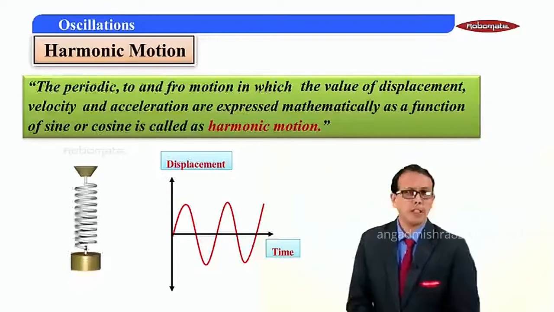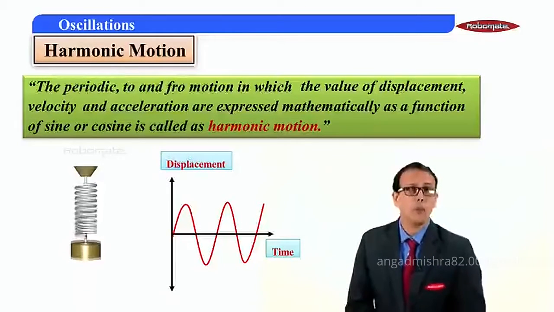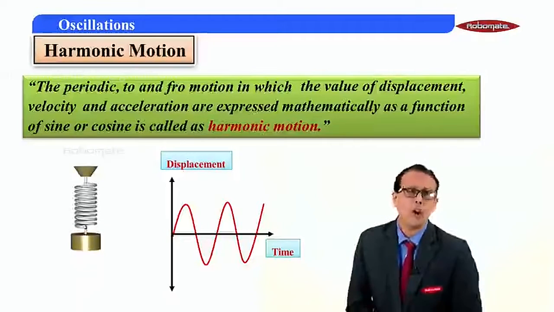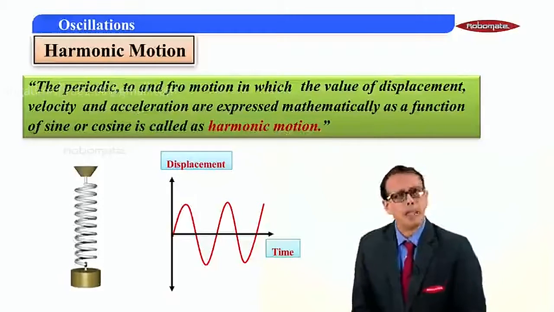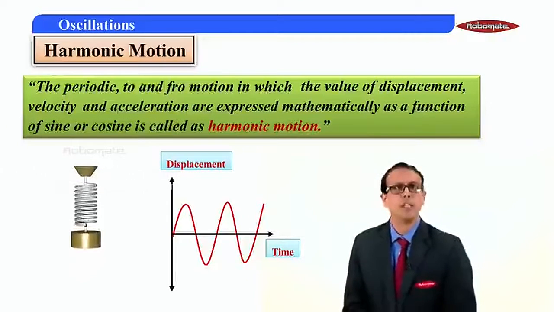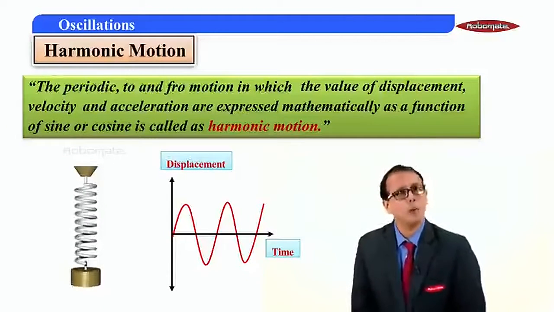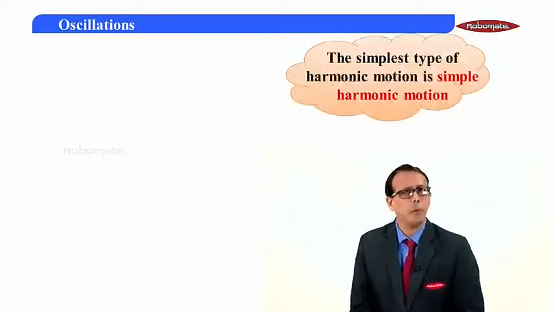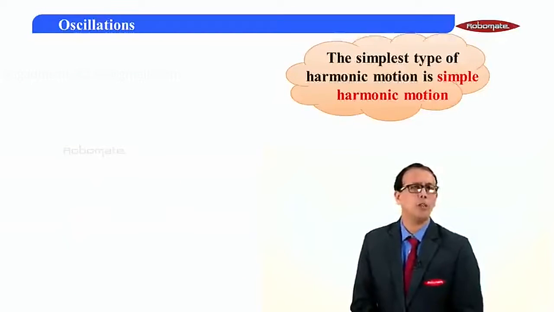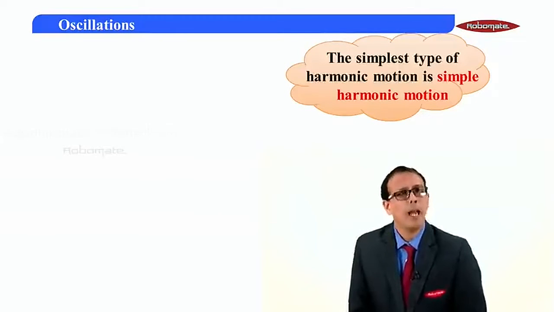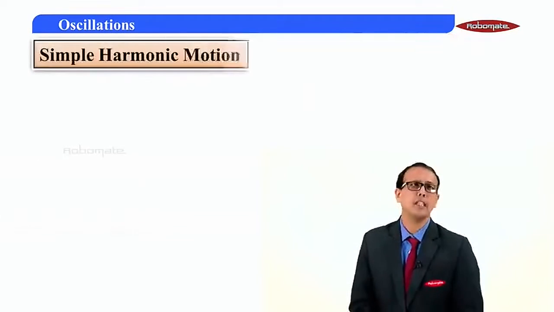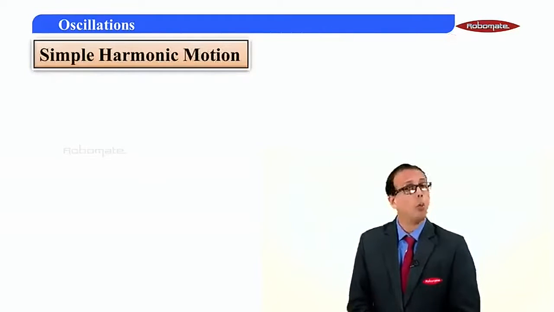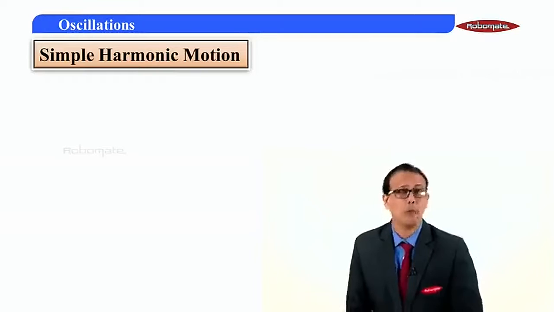So to generalize, periodic to and fro motion, wherever the displacement curve or velocity or acceleration can be expressed as a function of sine or cosine, such functions are called harmonic functions. Now today in our syllabus we will study the simplest type of harmonic motion, which is called simple harmonic motion, and it is abbreviated as SHM also. Now before we go on, what is exactly simple harmonic motion?